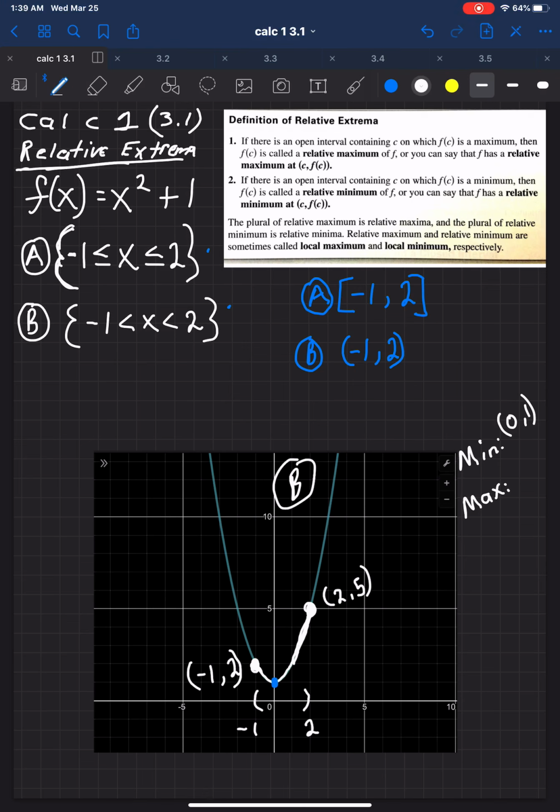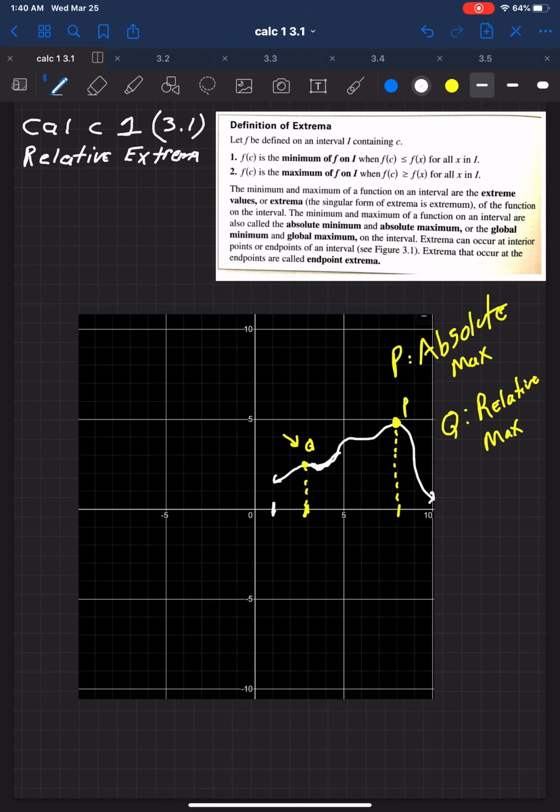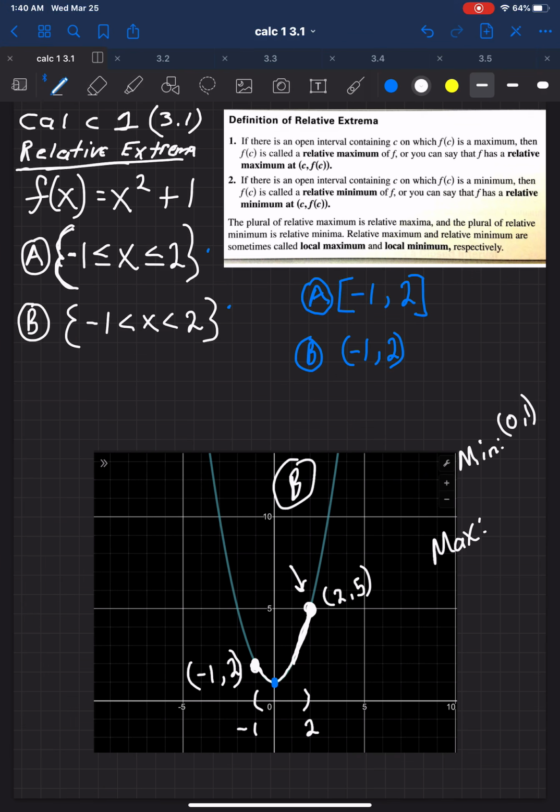Is there a maximum? I know what you're thinking. You're thinking, yeah, there's still a maximum, it's right here. Right where? Hold on for a second. Let's go back just a page. The definition of maximum said that f of c is a maximum of the function on I when f of c is greater than or equal to f of x for all other x.